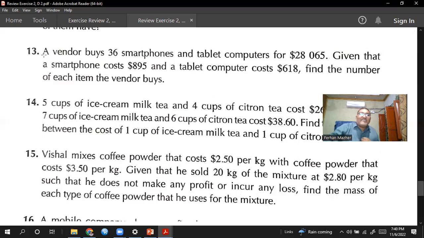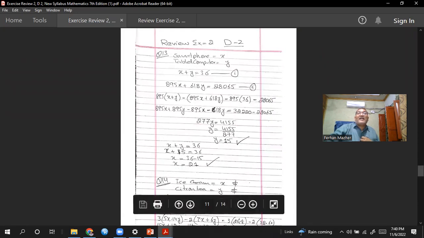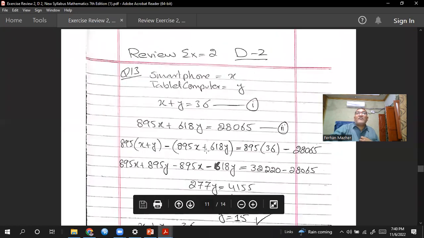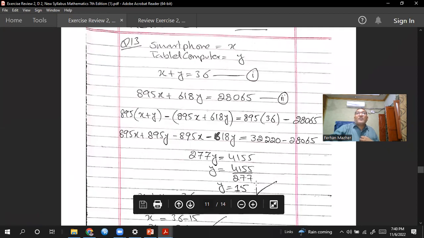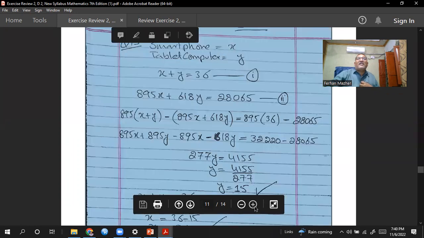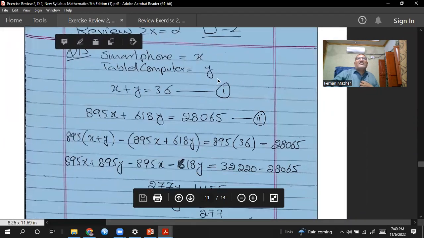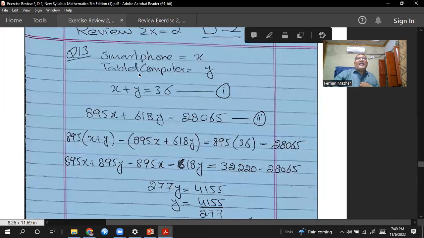So these will be my two equations, and by solving them simultaneously, I will be able to find out the number of smartphones and the number of tablet computers. Suppose that the smartphones they have bought are x and the tablet computers are y, so x plus y is equal to 36. That is my first equation. The total number of gadgets they bought is 36.